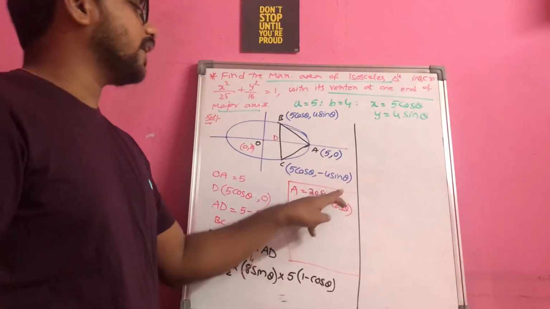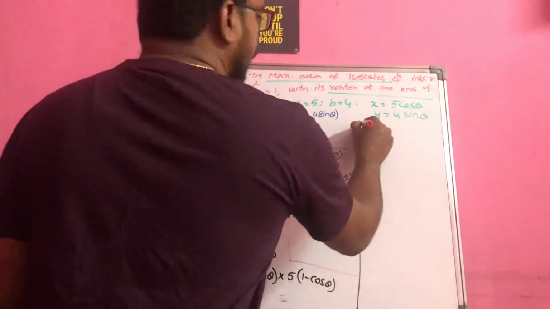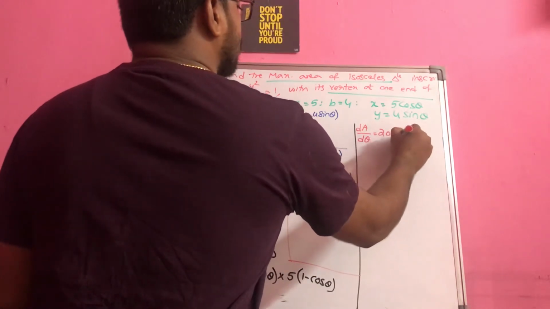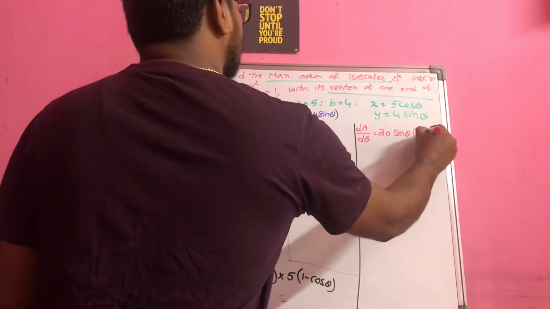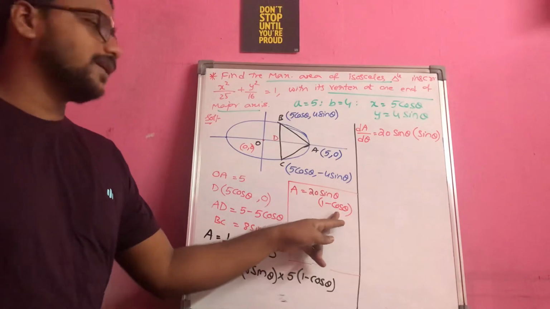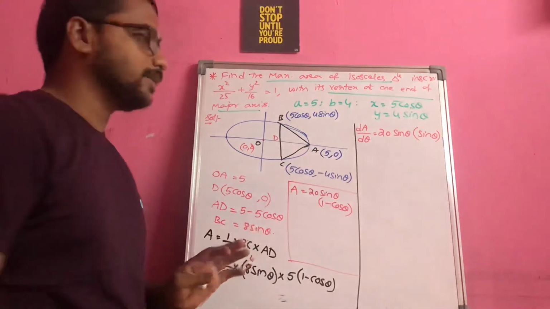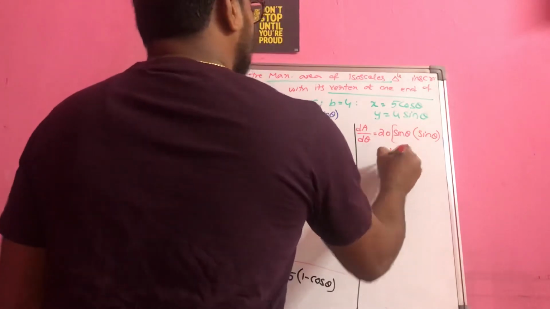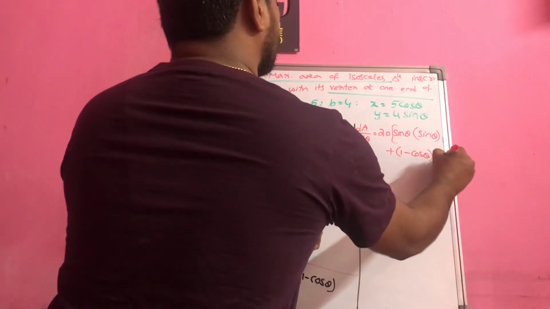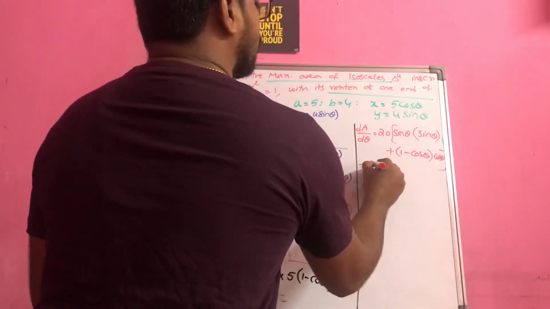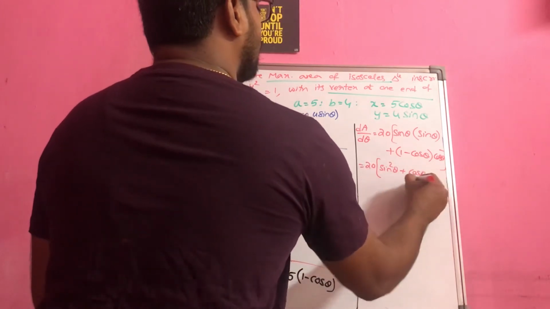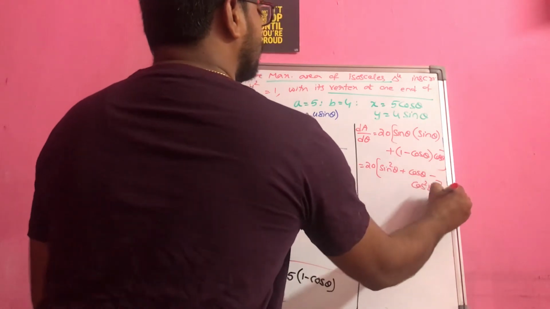For this, it's clearly the UV rule. So dA by d theta will become 20, a constant. I will keep sin theta as it is, and the differentiation of 1 minus cos theta will become sin theta, because the derivative of 1 is 0 and the derivative of cos theta is minus sin theta. Already a minus is there, so it will become plus sin theta. The second term will be plus (1 minus cos theta) as it is, and the differentiation of sin theta will become cos theta. So finally we are getting 20 into (sin square theta plus cos theta minus cos square theta). This is the value we are getting.